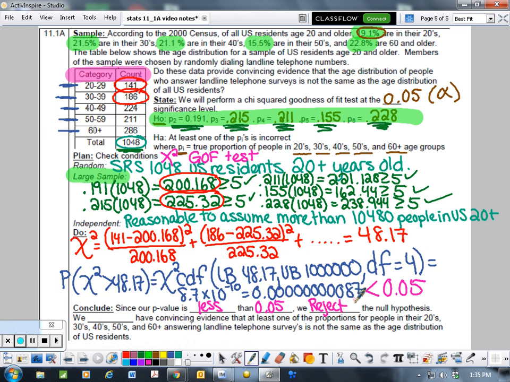And we do have convincing evidence that at least one of the proportions for people in their 20s, 30s, 40s, 50s, and 60s plus answering landline telephone surveys is not the same as the age distribution of U.S. residents. So that's what we're going to be working on. In fact, I've got a really cool activity for you for 11.1b, where we'll do our own chi-squared test.